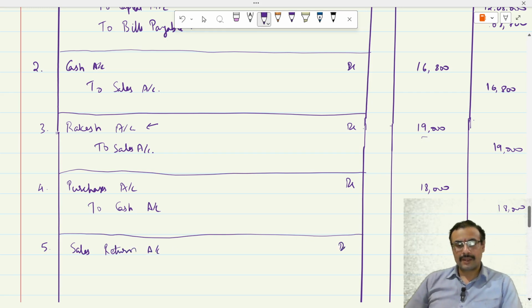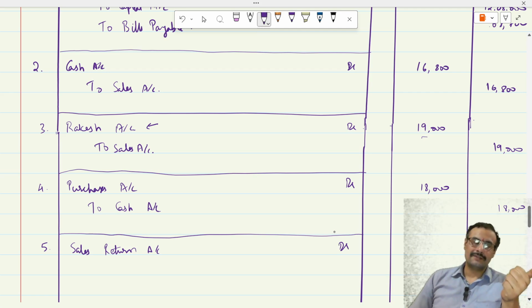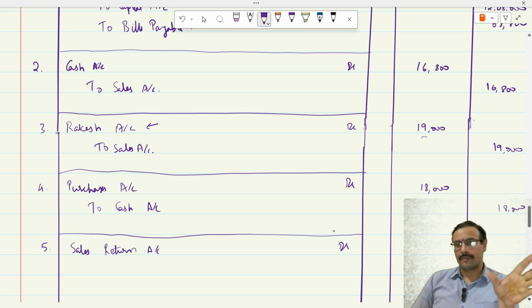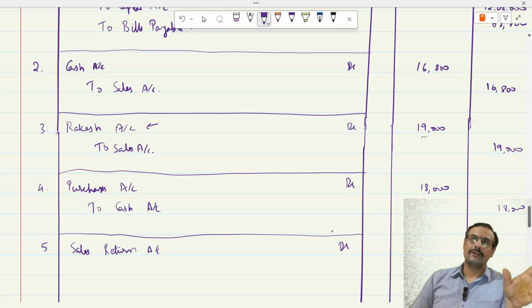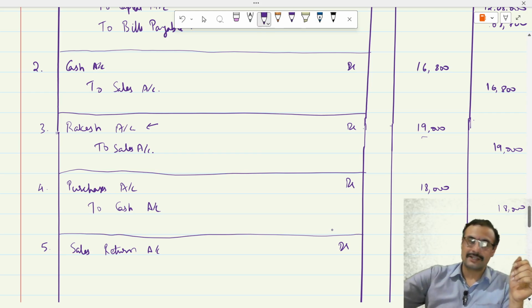Always remember, in your first PO, sales return will always be debit, drawings will always be debit, sales will always be credit, capital will always be credit, and purchase returns will always be credit. These 5 things, if you remember, I think you'll get at least about 4 to 5 marks if there are transactions involving them.